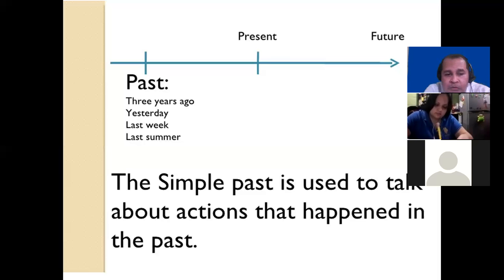Okay. Remember, when we use last, we can use it in different time expressions. For example, last week, last year, el año pasado, la semana pasada, diciembre pasado, last December, last month, excellent. Or you can use it, for example, my last birthday, the last class, for example, la clase pasada, etc.